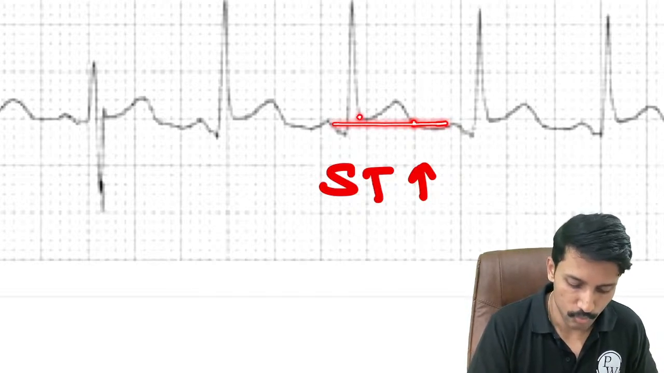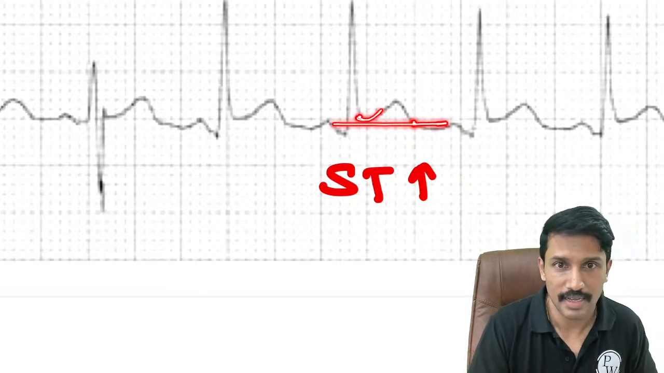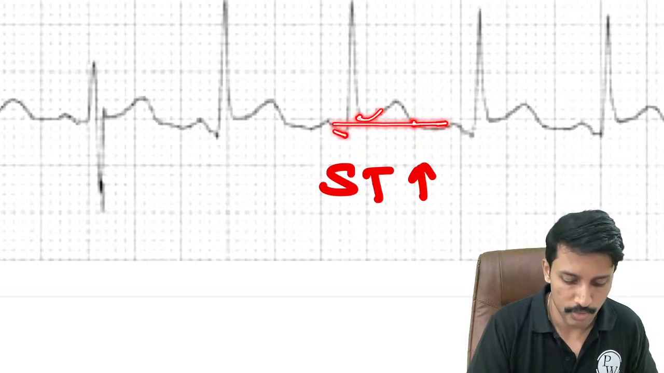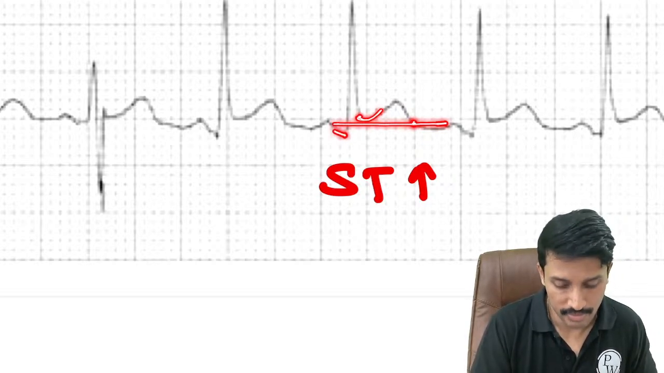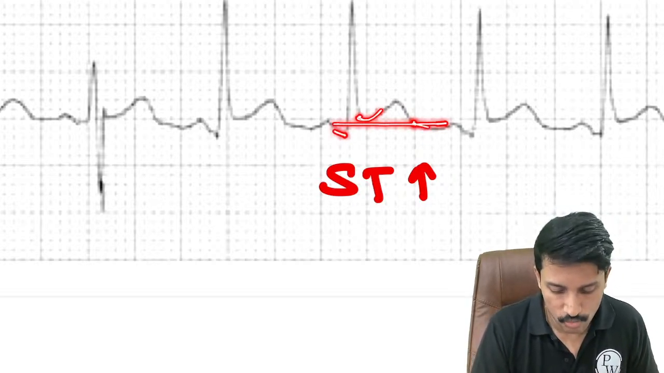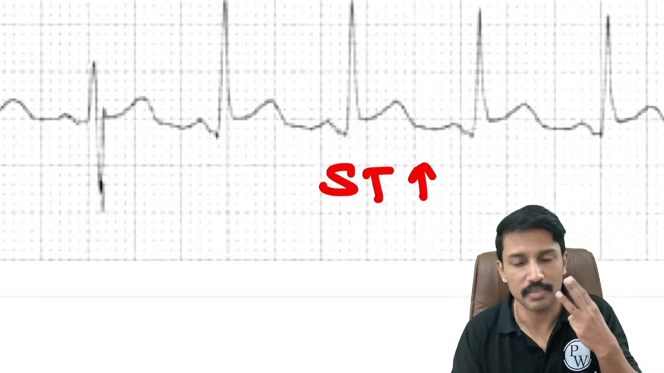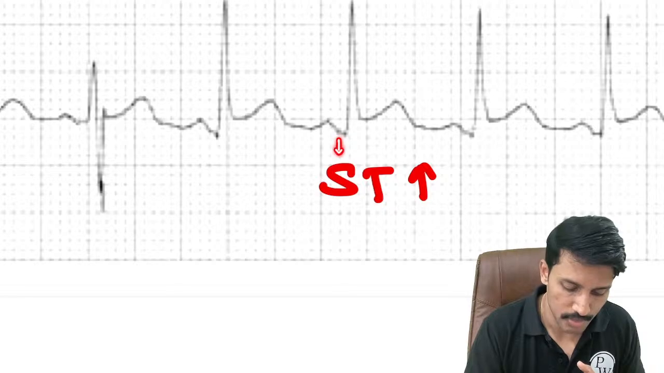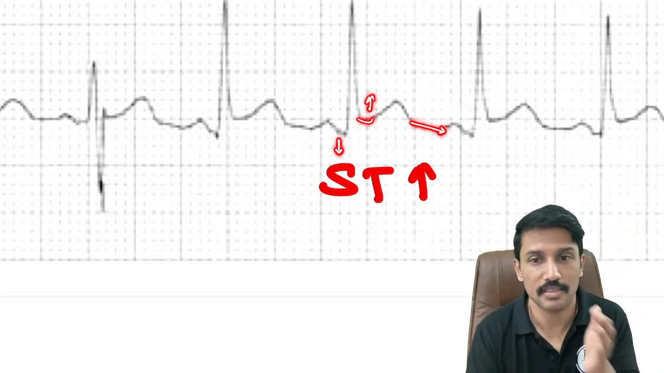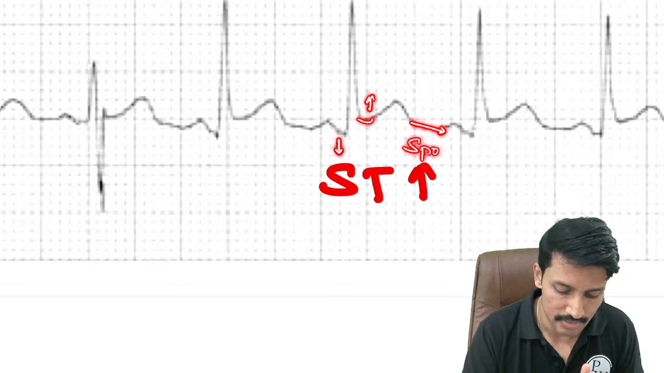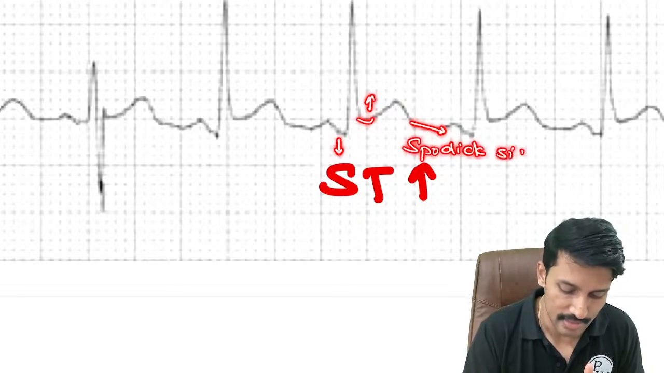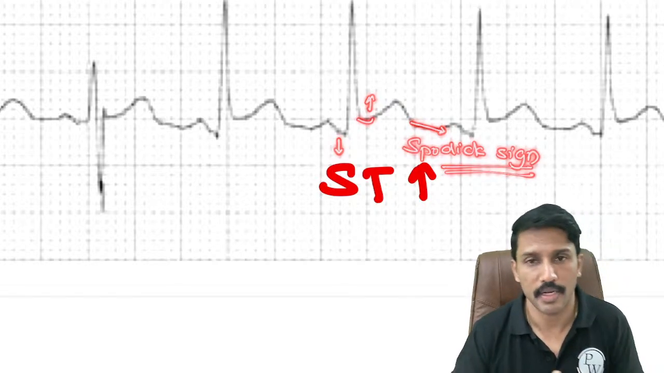So here the J point is above it, right? ST segment elevation. PR segment is below it. And the end of T is where the TP segment starts, and this is going down to form the next P wave. So 3 segments are all affected: PR segment depression, ST segment elevation, and a downsloping TP segment. And this downsloping TP segment, we call it the Spodick sign. It is highly specific for acute pericarditis.